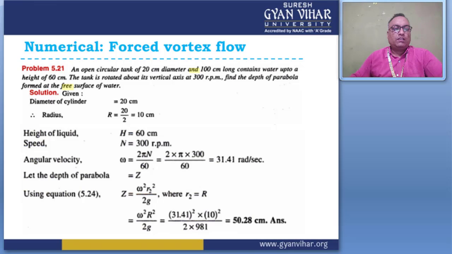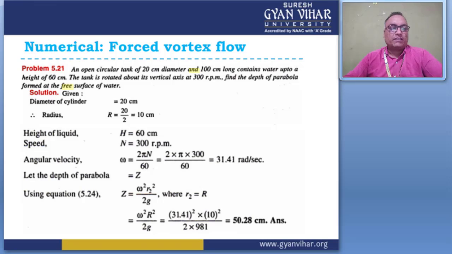For this case, this is the given data. Diameter of the cylinder is 20 centimeter, so obviously the radius is 10 centimeter, and the height of the liquid is 60 centimeter. Then speed is n equal to 300 revolutions per minute, and the angular velocity omega equals 2 pi n divided by 60, a very famous formula. This is equal to 2 pi into 300 divided by 60, which is 31.41 radian per second.